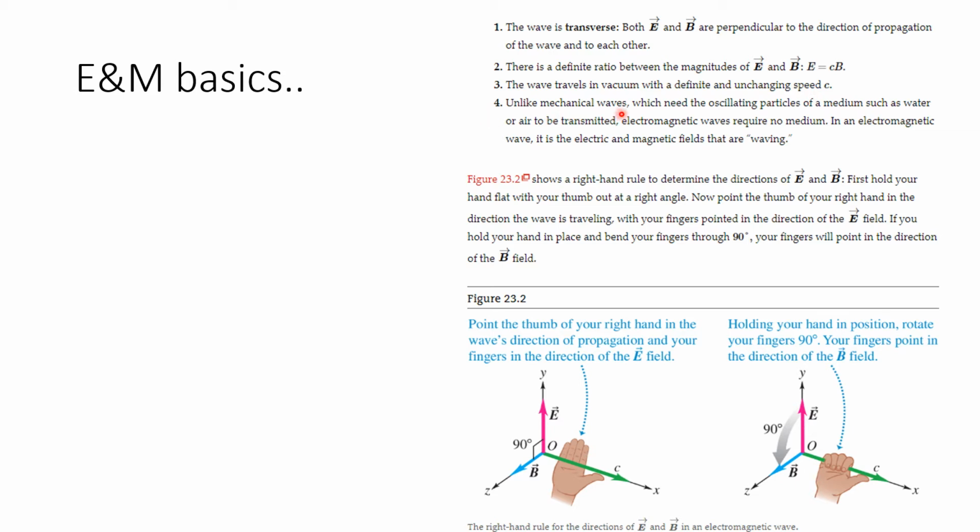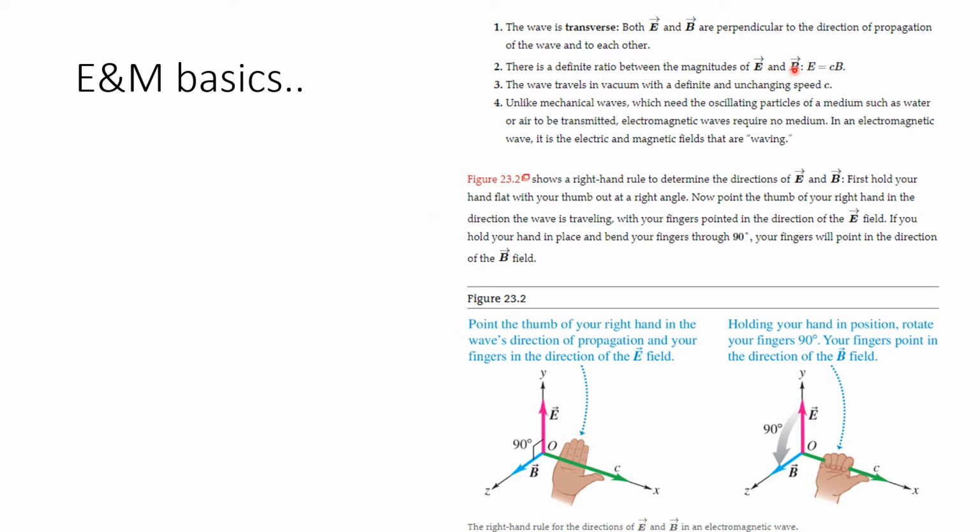Now, unlike mechanical waves, and this is a place where they are different, for a mechanical wave, a sound wave, we can't transmit in a vacuum. We need some oscillating particles of a medium, such as water or air, to be transmitted. Electromagnetic waves require no such medium. In an electromagnetic wave, it is the electric and magnetic fields that are waving.